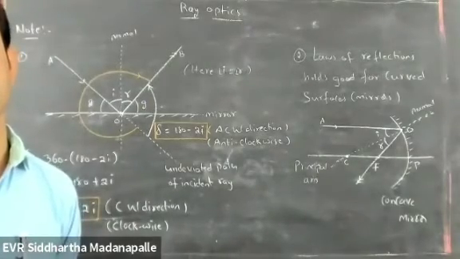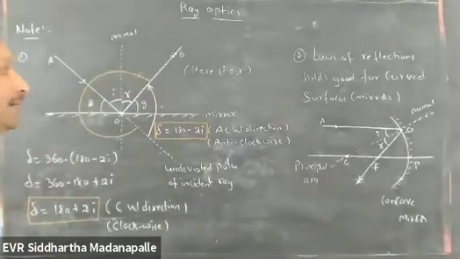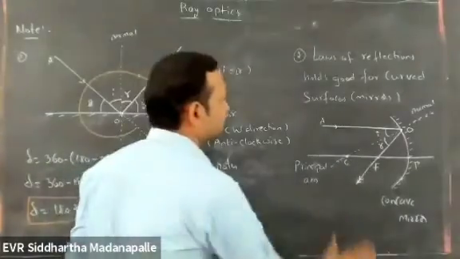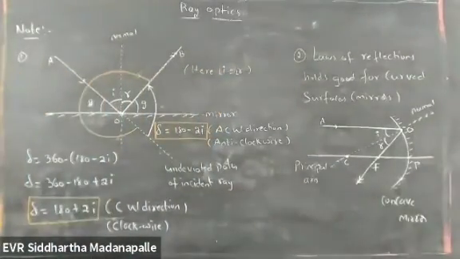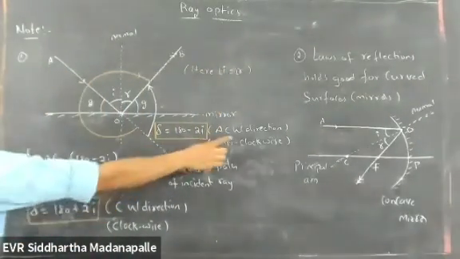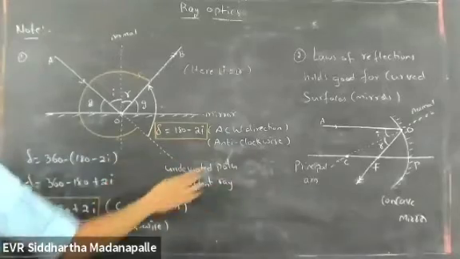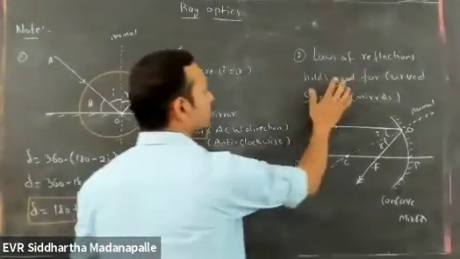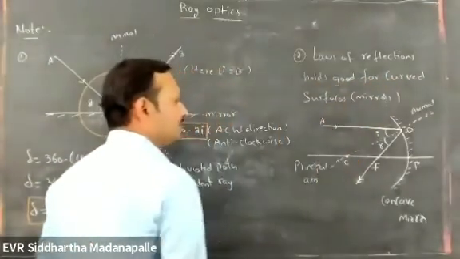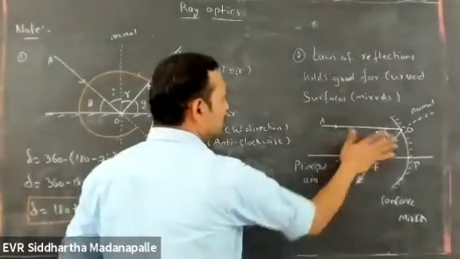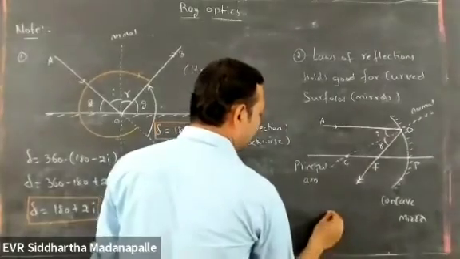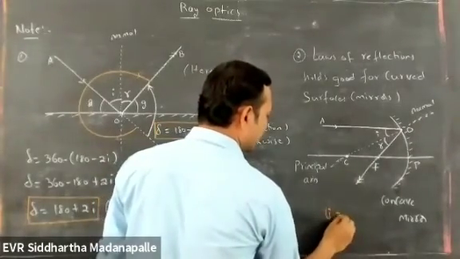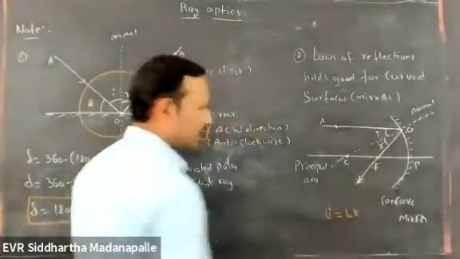Law of reflection holds good in any type of surface. Right? This is the angle of deviation in the anti-clockwise direction. In the clockwise direction it is 180 plus 2r. And the law of reflection holds good for curved surfaces, for curved mirrors also. Here also the angle of incidence is equal to the angle of reflection.